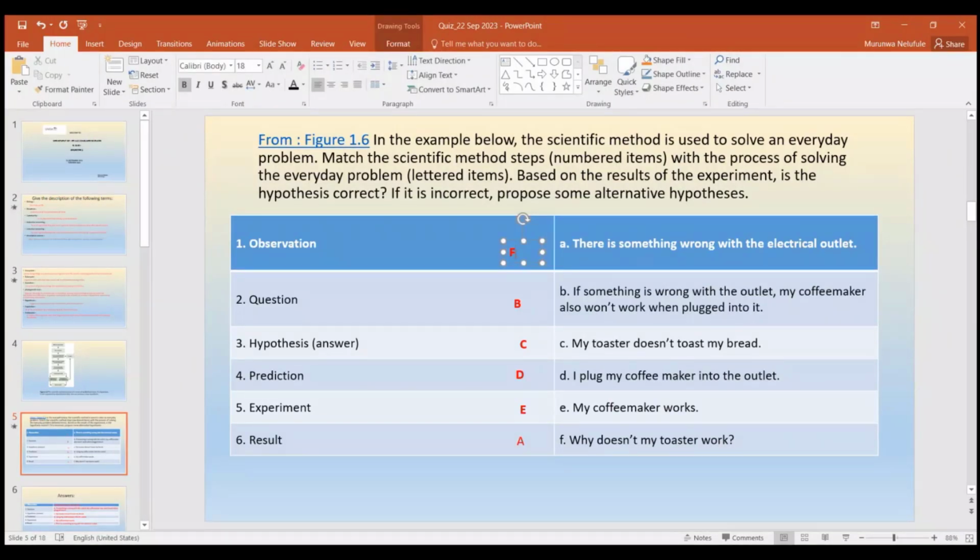It's C. So you're observing. You went there, and when you were trying to toast your bread, what's your observation? It's not toasting the bread I put there. So we all agree it's C. And the question, I think it's obvious, right? Why am I saying obvious? Because there's a question mark already. So it should be which one? Why doesn't my toaster work? Is F. And the hypothesis? Do you all agree that it's A?